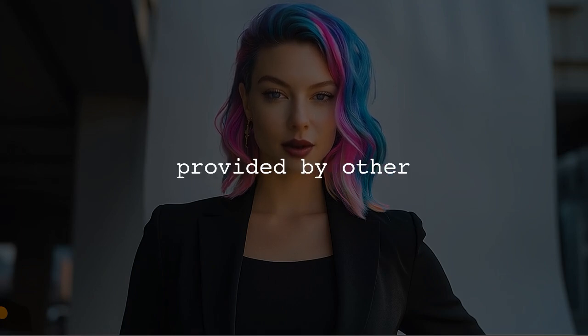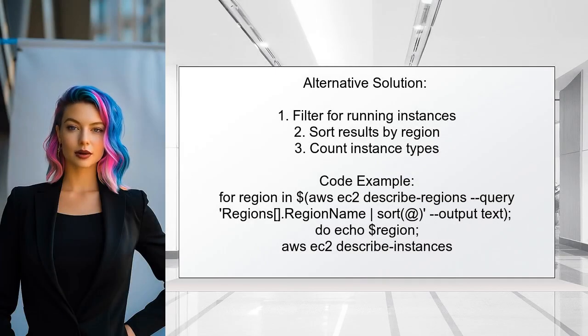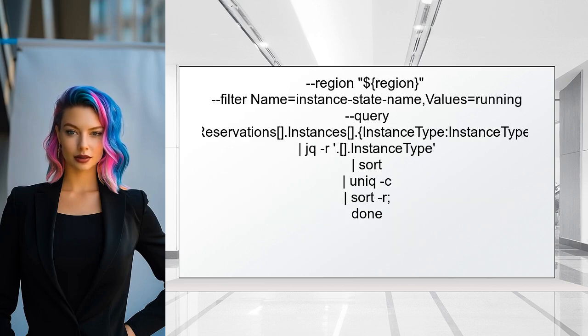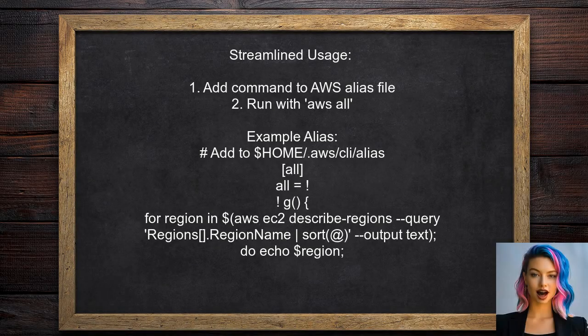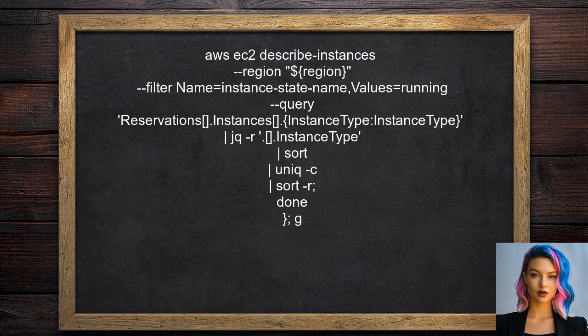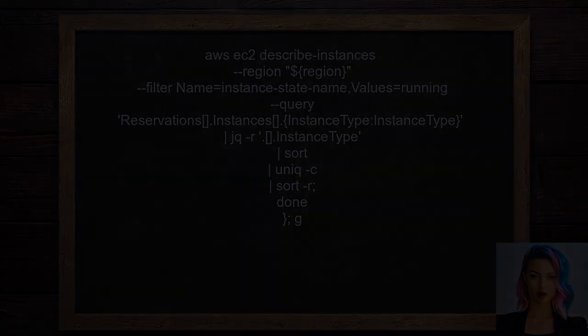Now let's look at the answers provided by other users. An alternative approach shared by another user involves filtering for running instances and sorting the results by region. They use a loop to go through each region, retrieving the instance types and counting them. This method provides a clear overview of available running instances across all regions. To streamline this process, the user added the command to their AWS alias file, allowing them to run it easily with a simple command. This saves time and effort for future use.